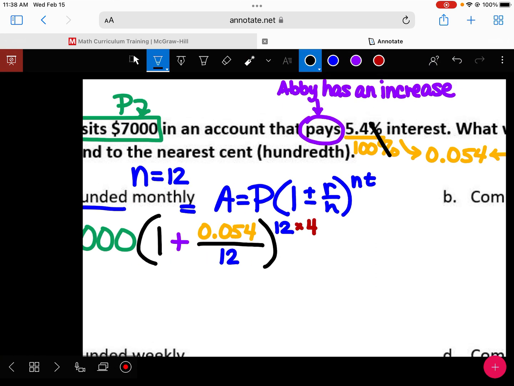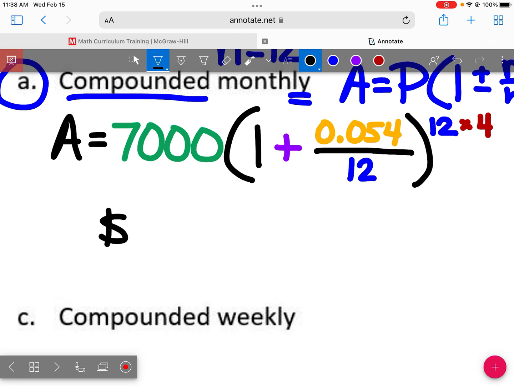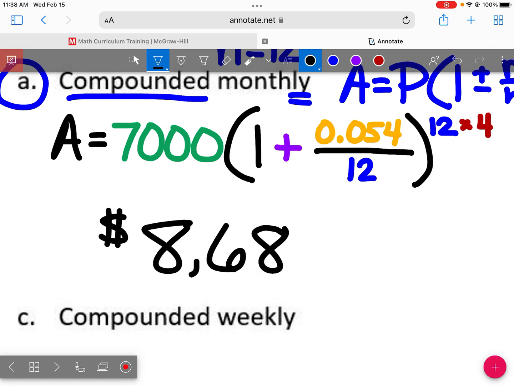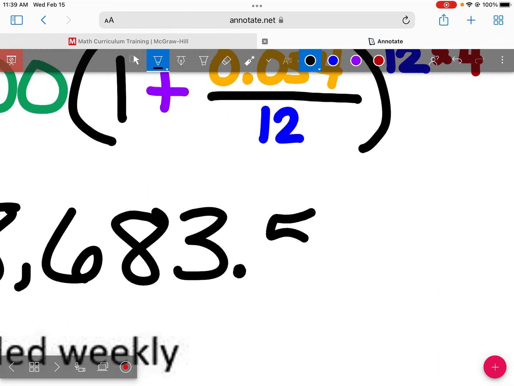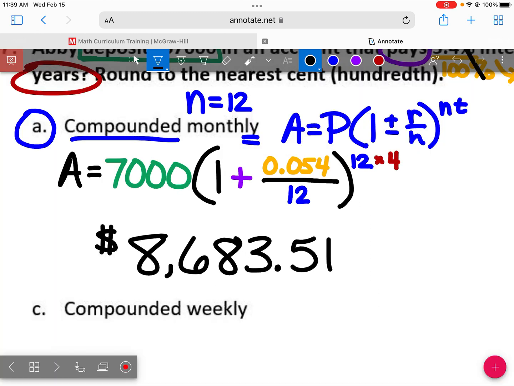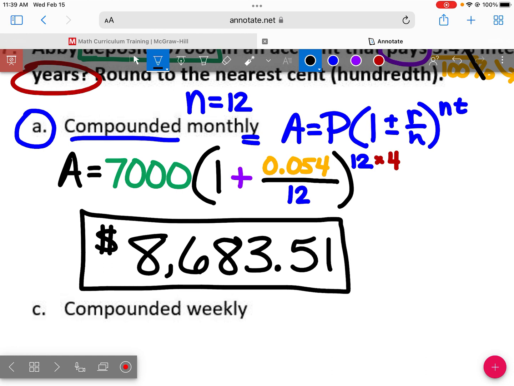And how much money will Abby have in her account in 4 years if it is compounded monthly? 8,683. 8,683, and I'm sorry, I didn't hear the pennies. 50 cents. 50 cents or 51 cents, depending on how you round it. I would take either one. That's not an exponent. It has to be an exponent.